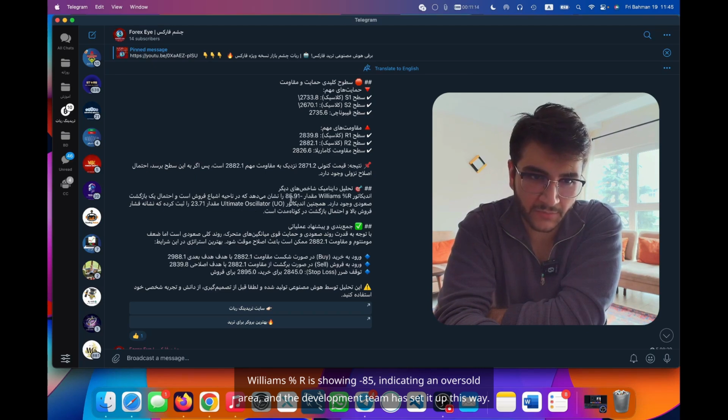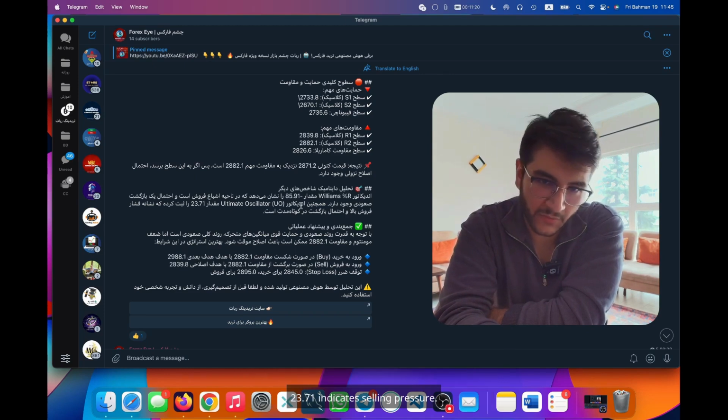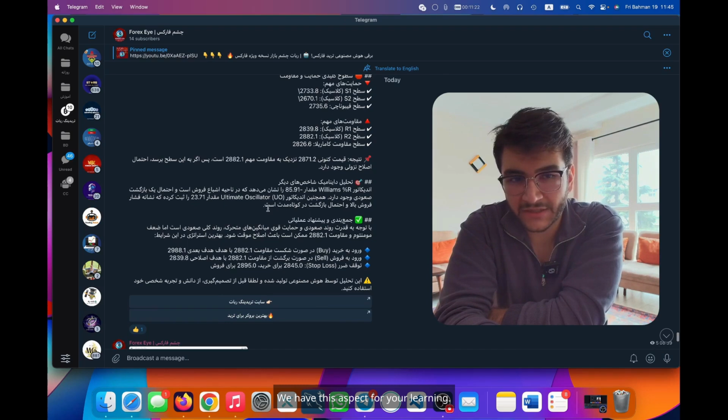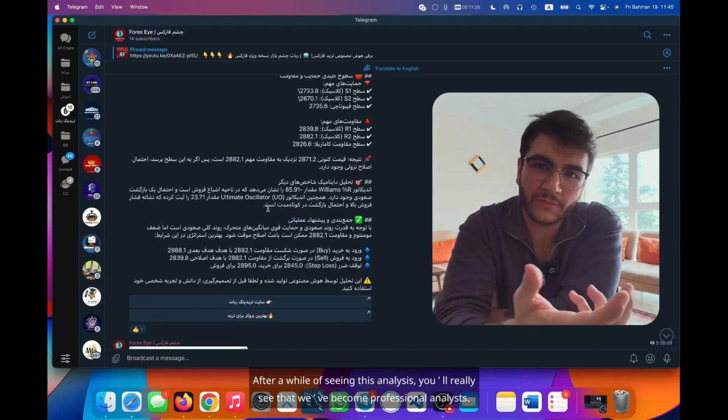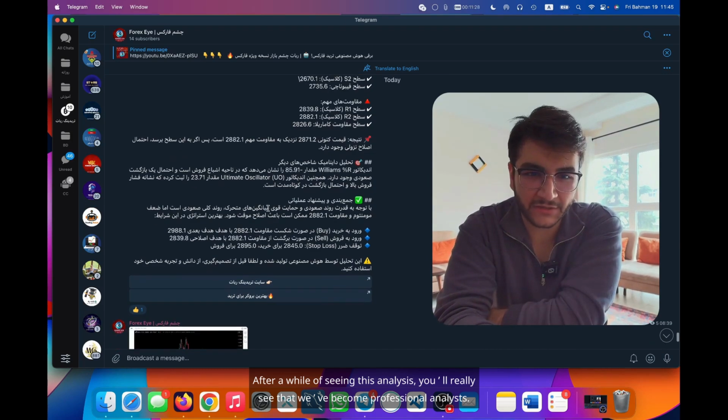William's %R is showing -85, indicating an oversold area, and the development team has set it up this way. 23.71 indicates selling pressure. We have this aspect for your learning. After a while of seeing this analysis, you'll really see that we've become professional analysts.